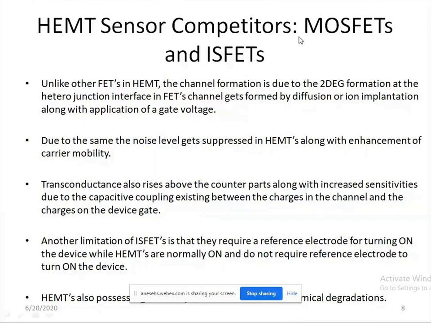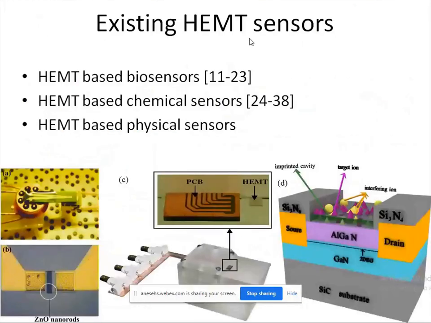However, in order to bring HEMT to the commercialization level, a lot of research still has to be put forward. So these are a few examples of HEMT sensors in literature. I have included them in the references, like HEMT-based biosensors. In biosensing, they have been used for different types of cancer detection, such as prostate cancer detection, breast cancer detection, and lung cancer detection. Any cancer can be detected by using HEMT. Similarly, they can be used for detection of different types of kidney injuries, liver injuries, or any kind of injuries.